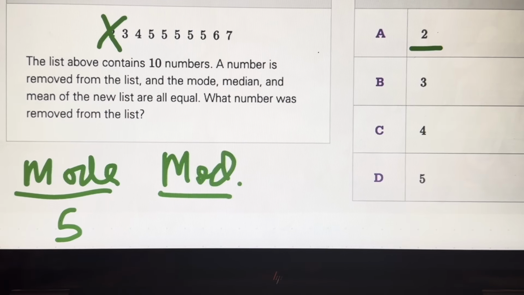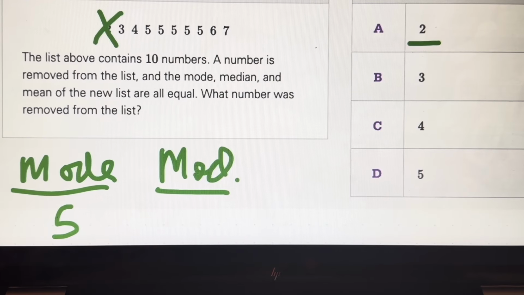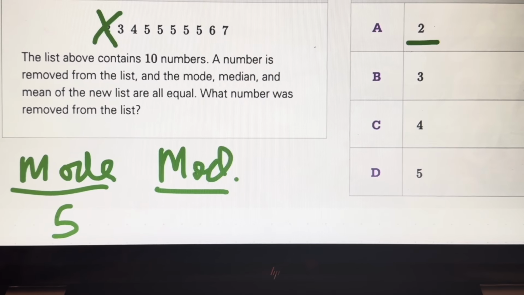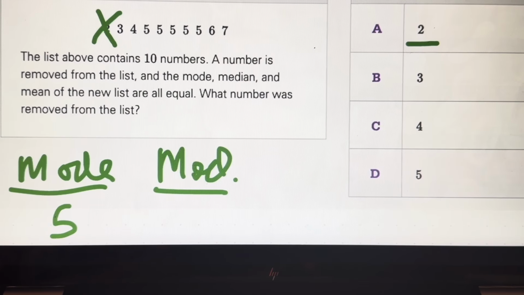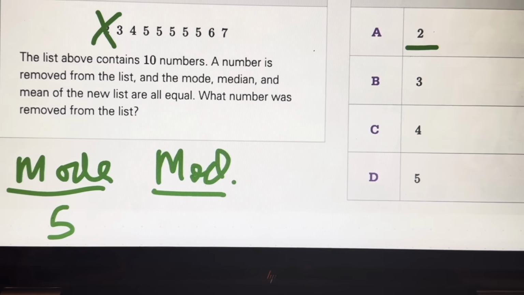It's the middle number. Let me teach you a little trick for when it comes to median. If you want to find the median, and I had a student actually remind me of this. I forgot this. I used this way back in high school.